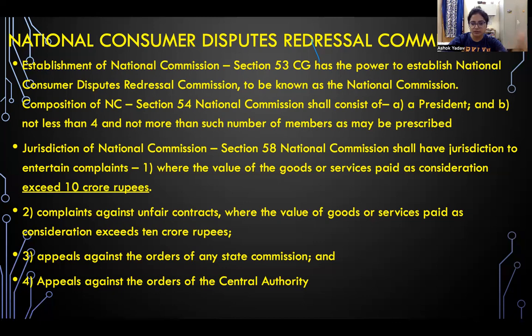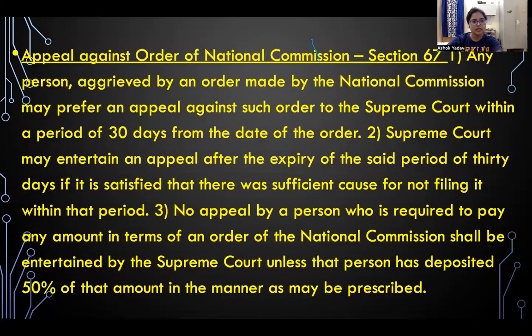And if the matter is above 10 crores, then you can go to National Commission. And complaints against unfair contracts where the value of the goods or services paid as consideration exceeds 10 crore, then also you can go to National Commission. Appeals from any of the State Commissions will also go to National Commission. Appeals against the order of the central authority will also go to National Consumer Commission.